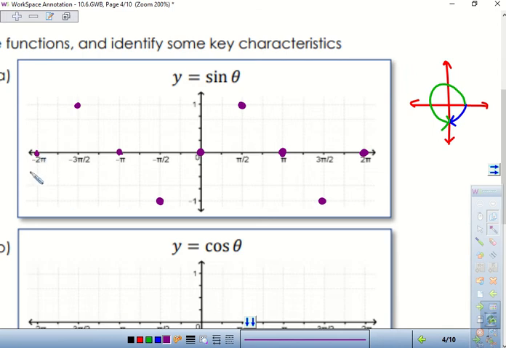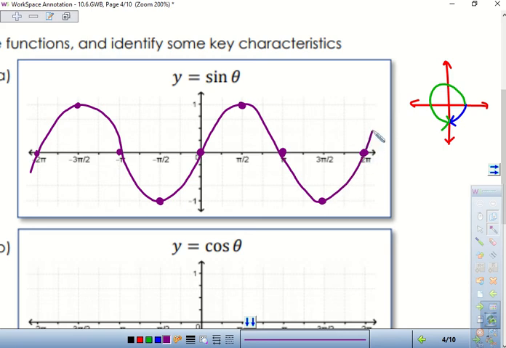And once you have that snake shape, you're just going to connect it. And this is what a graph of a sine function looks like. It oscillates. So is everybody good with how we got this so far, using the unit circle? Now we're going to do the same procedure for cosine, okay?